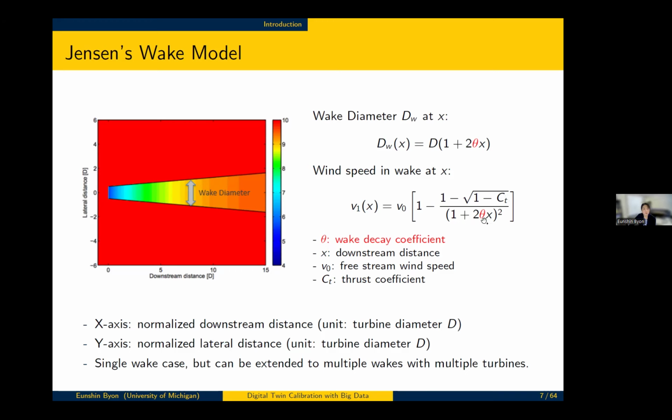There are default parameter values suggested in the literature and in the wind industry, for example, 0.04 for offshore wind farms. But when I use these default values, I didn't really get a good result from Jensen's model compared to the actual data. So this means we have to calibrate this parameter so Jensen's wake model can be really the digital twin of the actual wind farm. This is the parameter calibration. We want to calibrate theta such that Jensen's wake model can generate accurate output compared to the actual data.